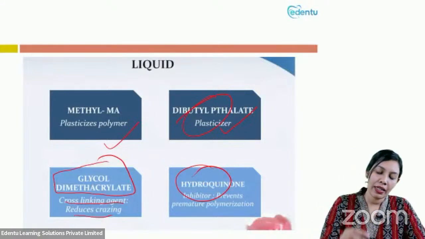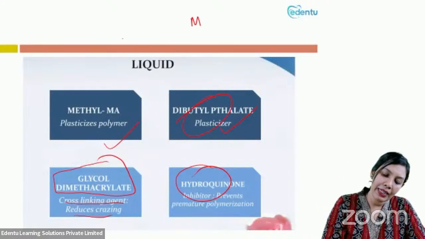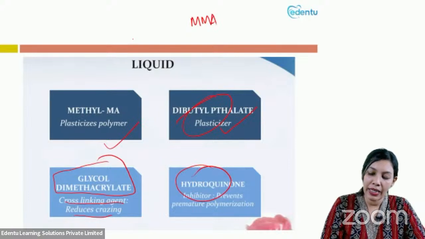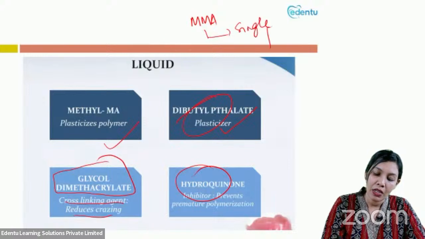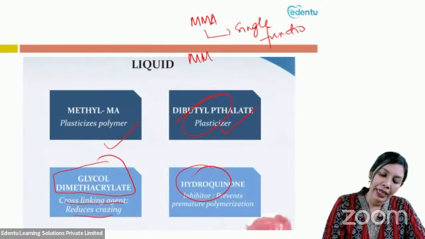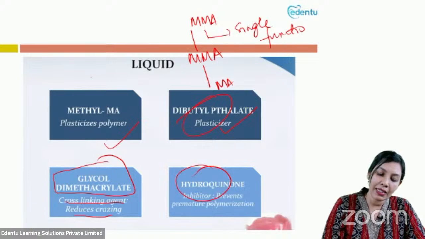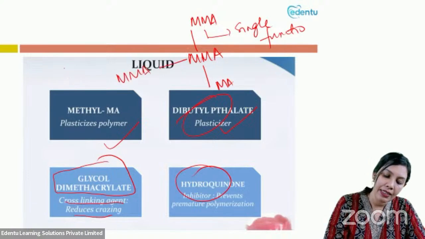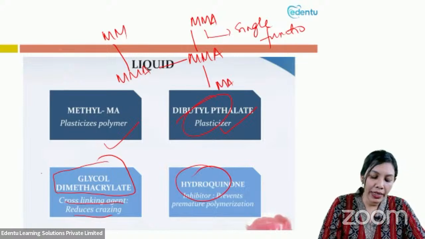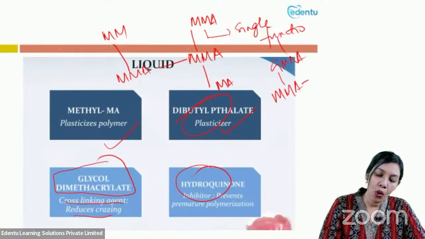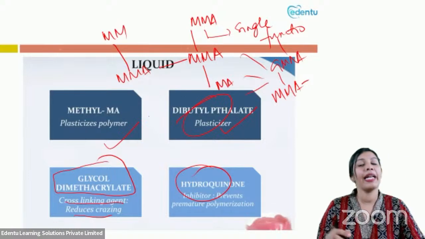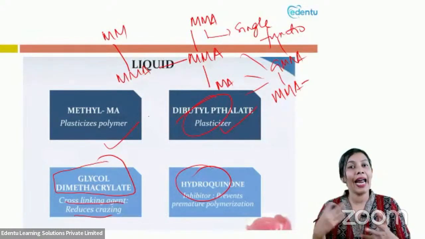What happens is that the normal methyl methacrylate is a single functional unit. It has only a single functional unit. So when we add another MMA, it only links to a single unit of MMA. So whenever we see this molecule, it is like MMA, it is like this. What this glycol dimethacrylate does is it has another functional group. So the glycol dimethacrylate reacts more with MMA. It helps in more cross-linking with the MMAs.